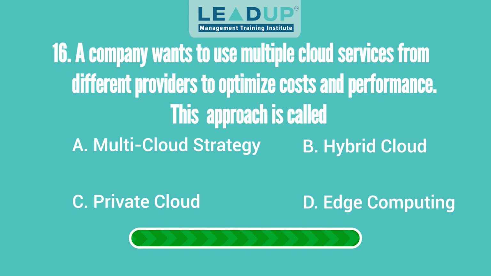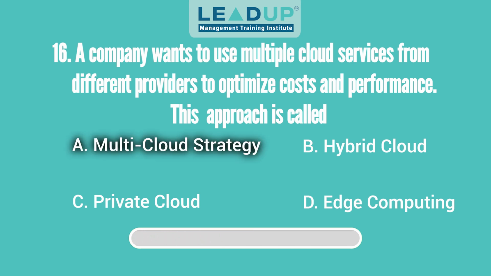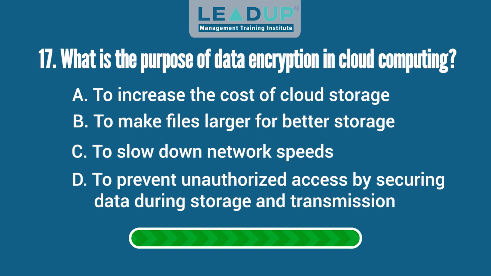Question 16. A company wants to use multiple cloud services from different providers to optimize costs and performance. This approach is called A. Multi-cloud strategy, B. Hybrid cloud, C. Private cloud, and D. Edge computing. Answer A. Multi-cloud strategy.